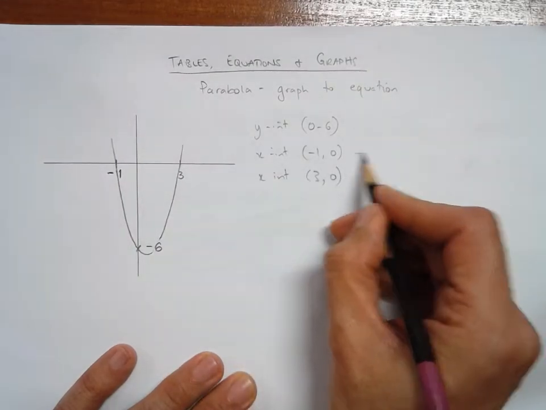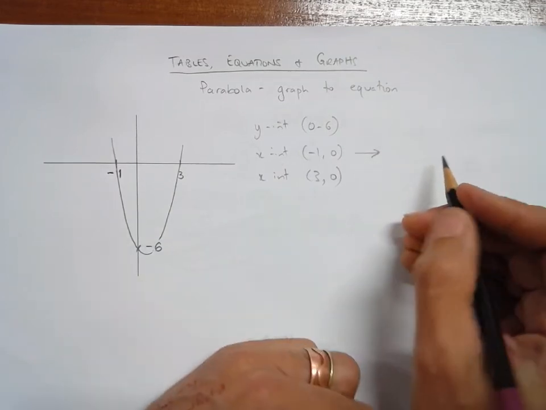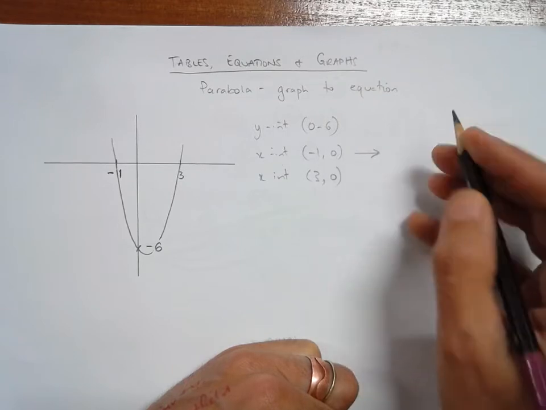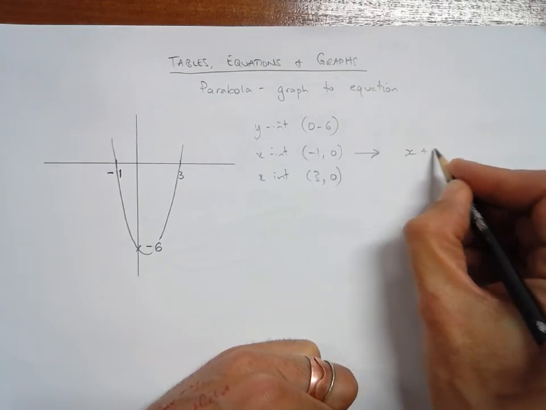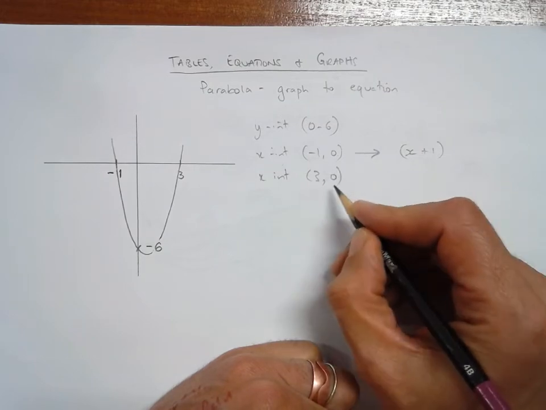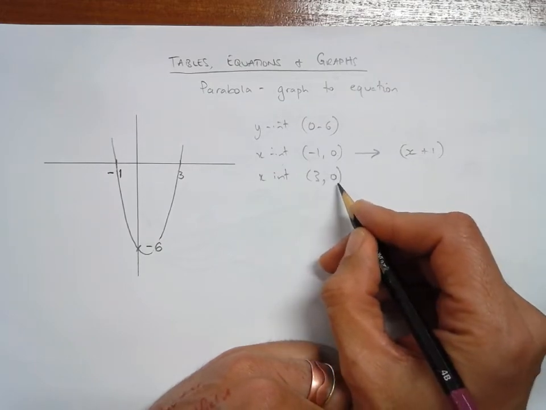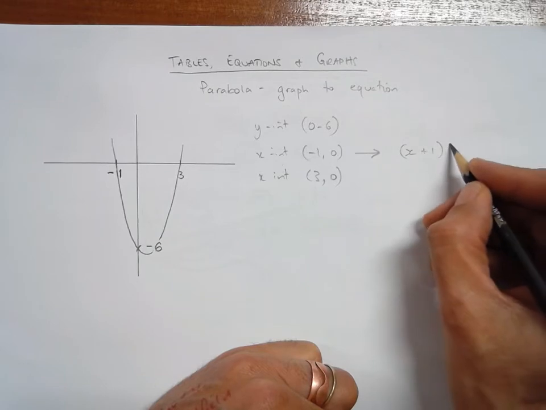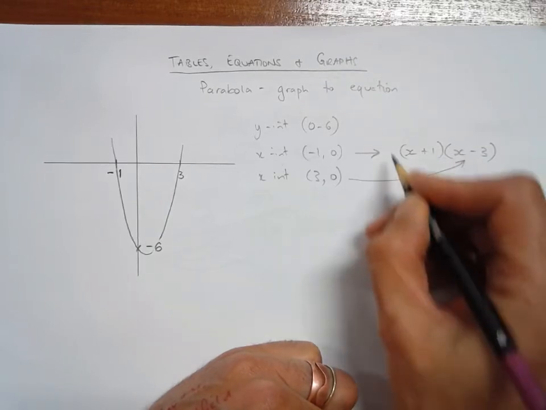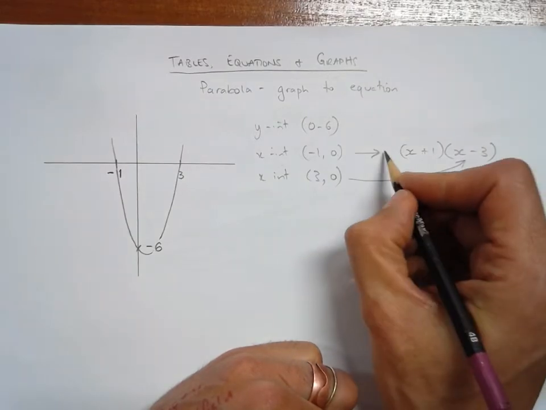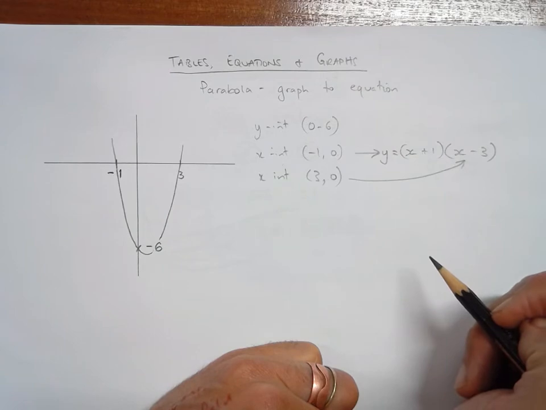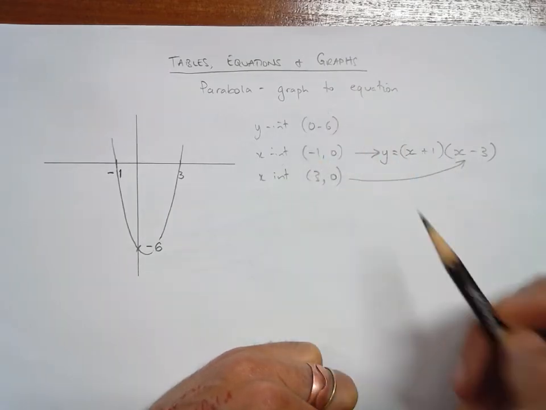So this here tells me that in my parabola, when x equals -1, y equals 0. So there must be an x plus 1 term. This piece here tells me when x is 3, y is 0. Well, the only way that can happen is if it's x minus 3 is my term. So I think y might be x plus 1 times x minus 3. But I've got to check in this third point, my y-intercept.